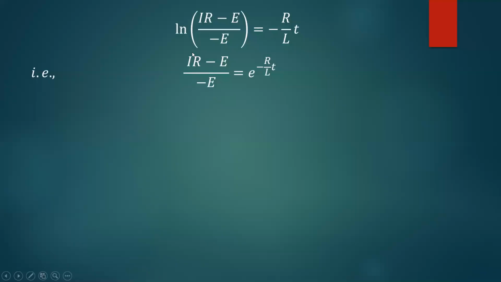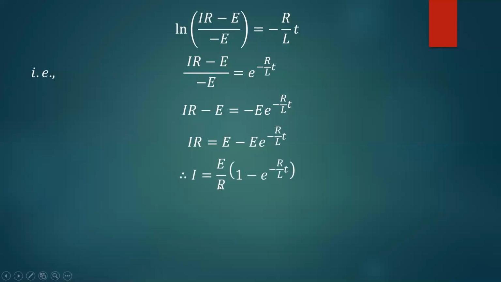What is our aim? Our aim is to find the expression for I. So collect all the terms to the other side. Take this minus E to the other side. You will get IR minus E is equal to minus E into e to the power minus R by L into t. Take this E to the other side. You will get IR is equal to E minus E into e to the power minus R by L into t. Taking E as a common factor, you will get I is equal to E by R into 1 minus e to the power minus R by L into t.